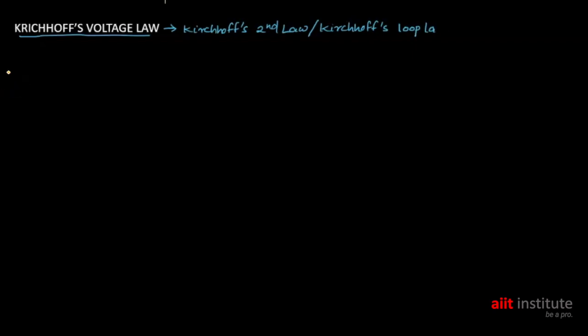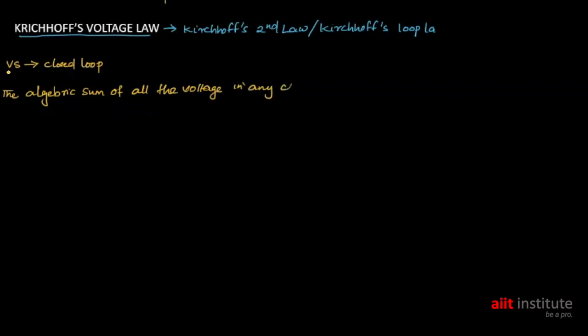KVL deals with the voltage sources in a closed loop or a closed circuit. KVL says that the algebraic sum of all the voltages in any closed loop is equal to 0. So this is KVL basically.